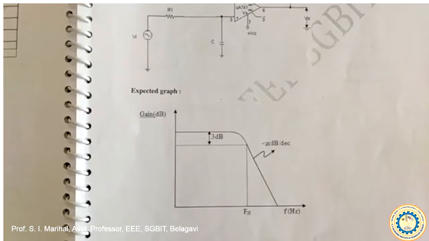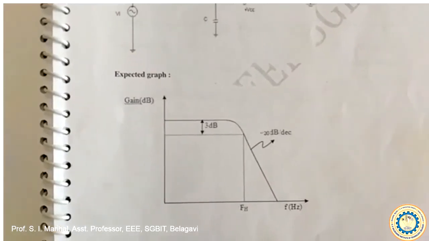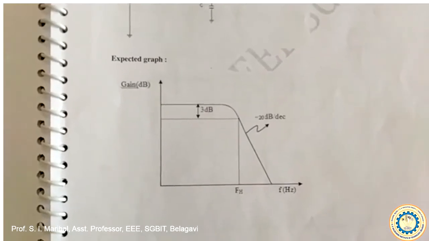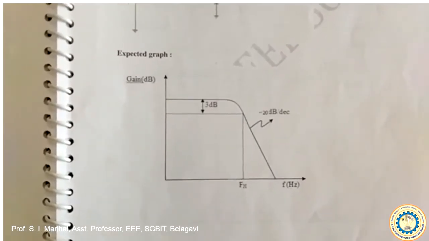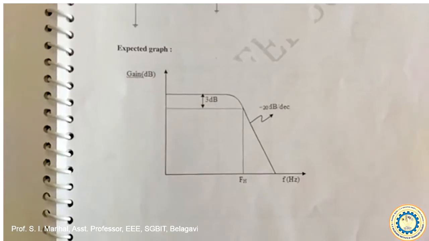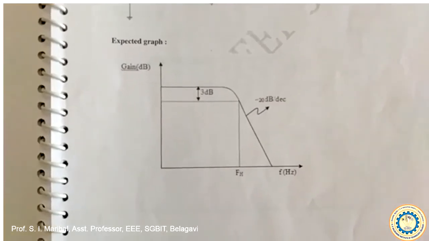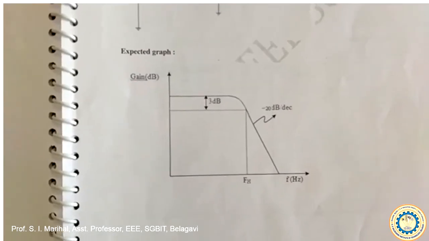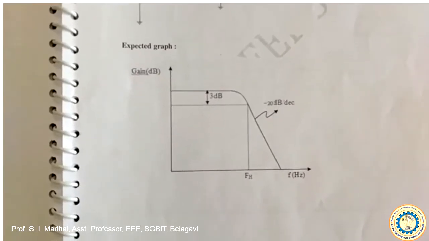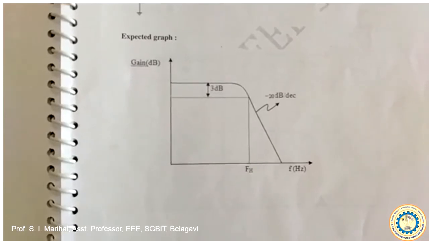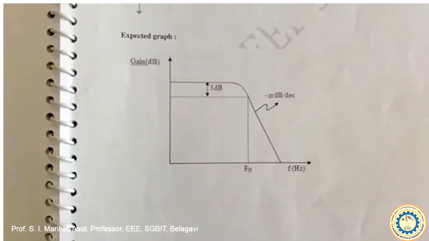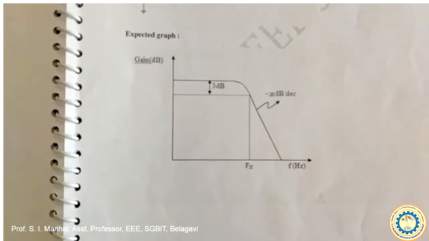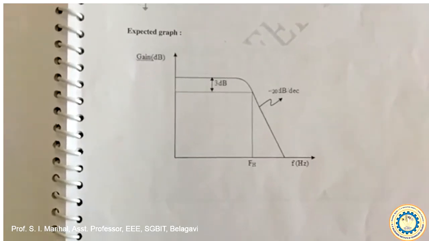We can expect a similar kind of frequency response graph once we conduct the experiment, and when we plot the values of the readings on a logarithmic scale, we can get a frequency response similar to this. We can see that up to the cutoff frequency fh, the gain is almost constant, and after the cutoff frequency, the gain starts reducing at a rate of 20 dB per decade, since it is a first order low pass filter.